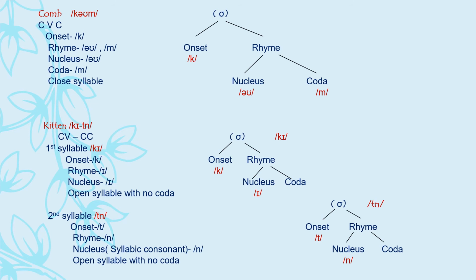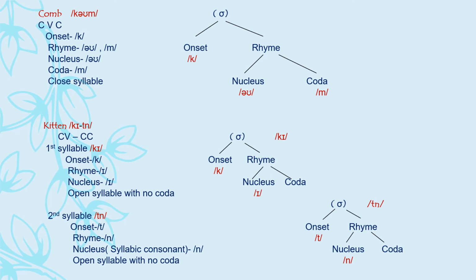So in this we first divide the syllable into onset and rhyme. Onset is the consonant before the vowel, and rhyme is the remaining part, that is the vowel and the consonant. And then rhyme is divided into nucleus and coda. So the nucleus is the vowel sound O and the coda is the consonant sound M. And it is a closed syllable because the coda position is fulfilled, that is, the vowel sound is followed by a consonant. That's why it is a closed syllable.